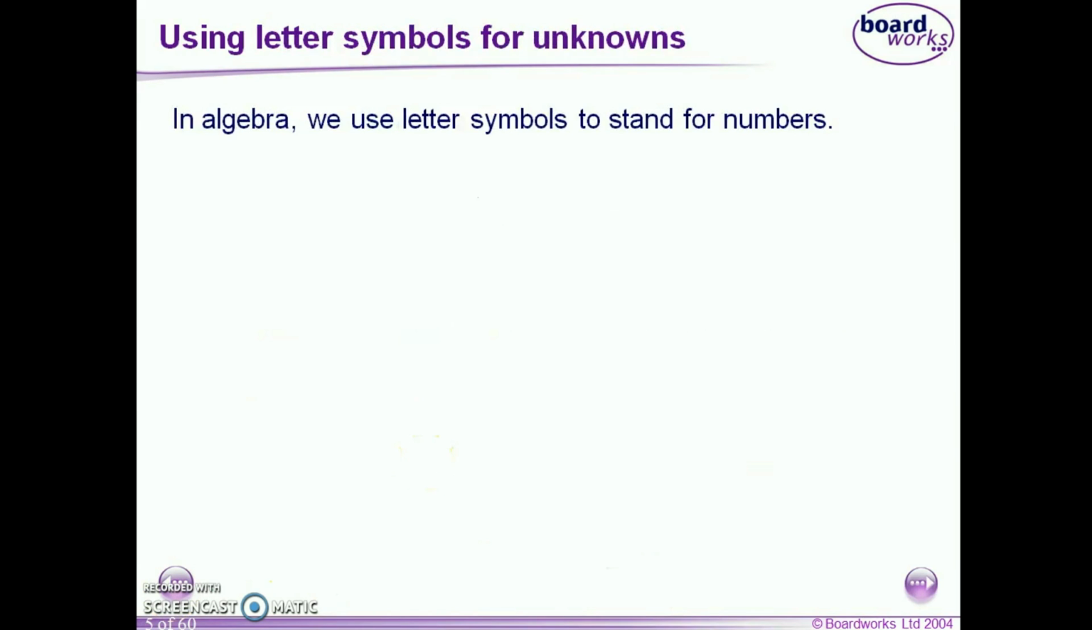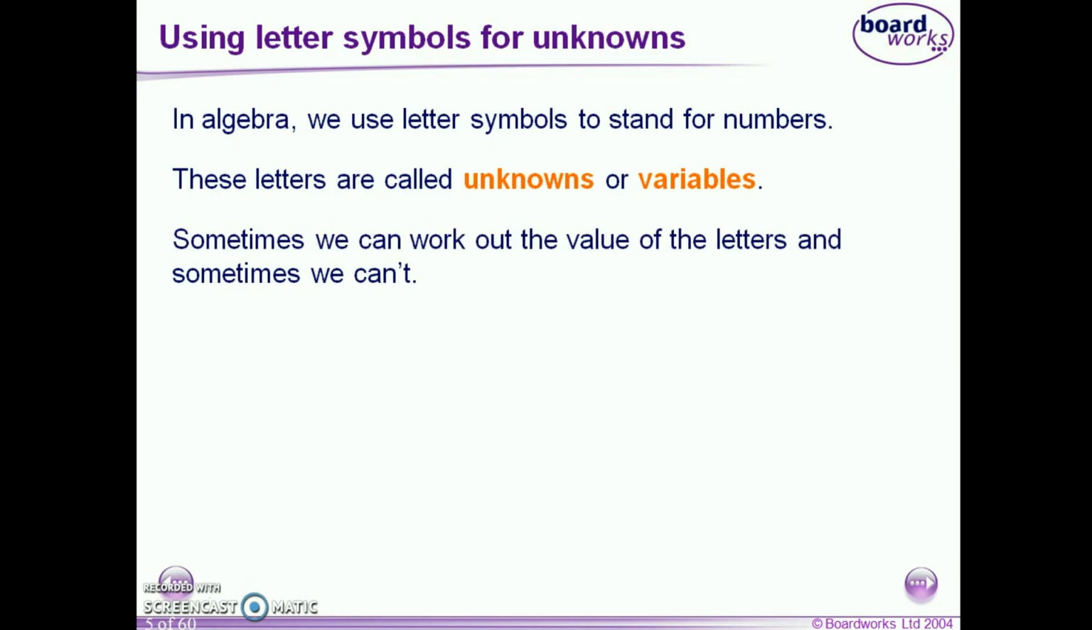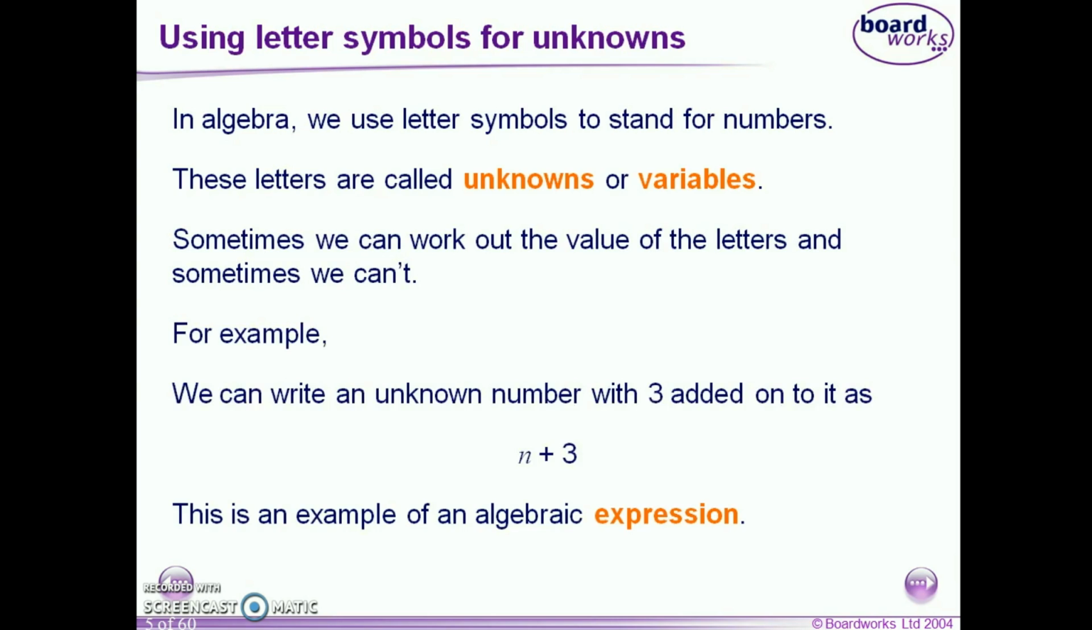Now we learn about using letter symbols for unknowns. In algebra, we use letter symbols to stand for numbers. These letters are called unknowns or variables. Sometimes we can work out the value of the letters and sometimes we cannot. For example, we can write an unknown number with 3 added on to it as n plus 3. This is an example of an algebraic expression.